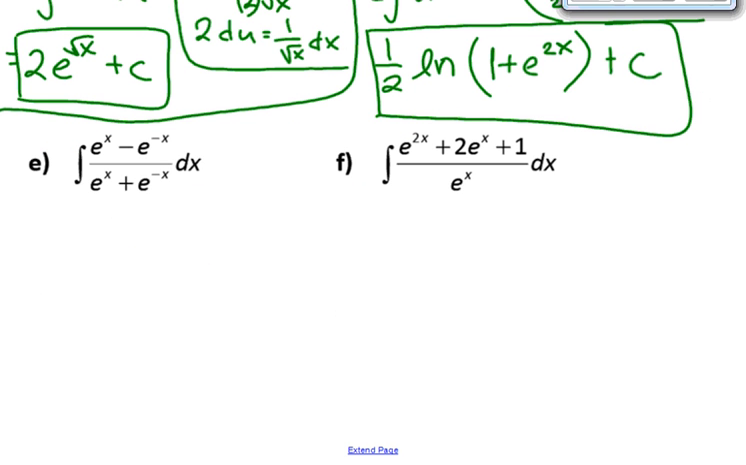Okay, so now let's look at e. It looks a little strange because the numerator and the denominator are almost exactly alike. It's just one subtracting and one adding. If you're going to make your u, you would either have the entire numerator or the entire denominator. So which one are you going to do? Well, if you made the numerator u, then the denominator is really 1 over that whole thing, which is not what you're going to have. So you're going to have to make u be the denominator, and what you're going to have is 1 over u.